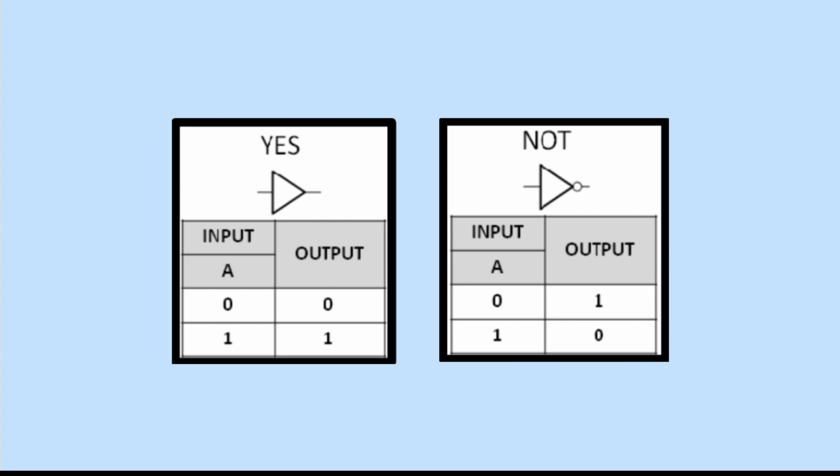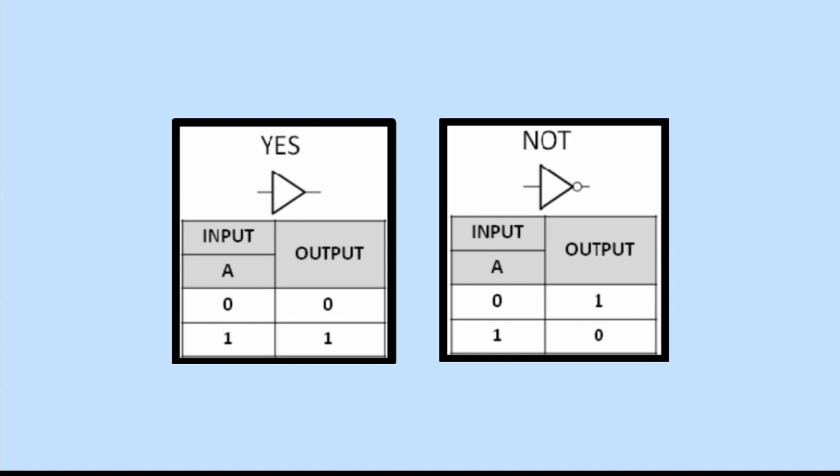Before I go over the basic logic gates, I'll go over what I refer to as the simple logic gates, or the simple gates. The simple gates aren't actually logic gates. They don't have logic to them. There's 2 of them. It's the yes and not gate.